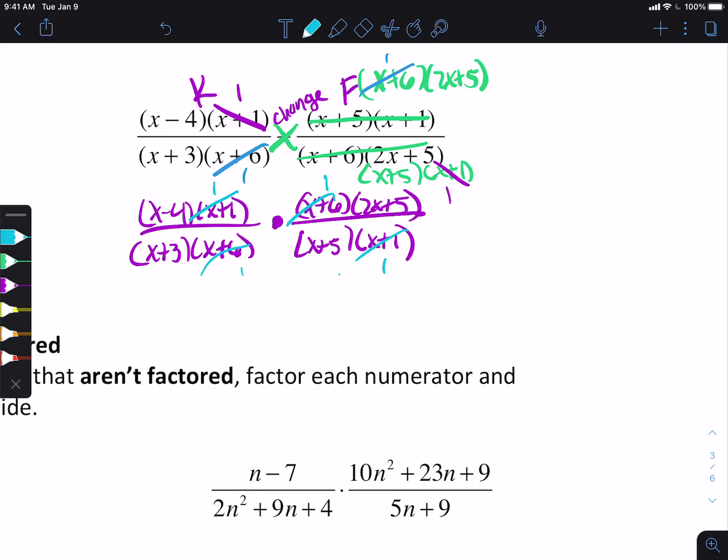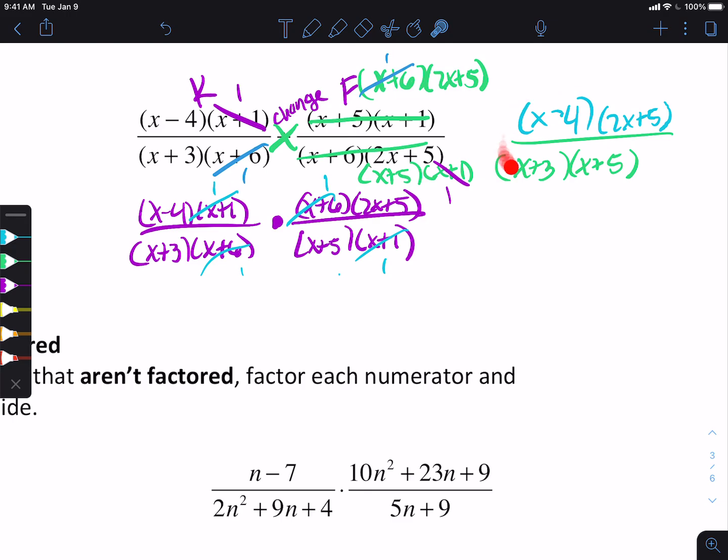So when we multiply straight across, we've got the x minus 4 times 1 times 1 times 2x plus 5. So we've got x minus 4 times 2x plus 5. On the bottom, we've got the x plus 3 times 1 times 1 times x plus 5. Oh, that was one from down there. So x plus 3 times 1 times x plus 5 times 1. So x plus 3 times x plus 5.